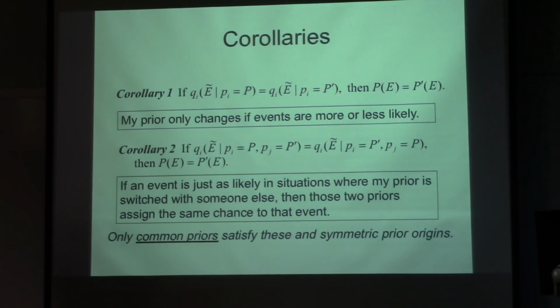So, corollaries. If you talk about my prior, an event conditional on my having one particular prior, and it happens to be equal to somebody else's prior, then those priors assign the same value to the event. If we swap my prior and your prior, and we still get the same number, then we have the same priors. If an event is just as likely in situations where my prior is switched to somebody else's, those two priors assign the same chance to the event, i.e.